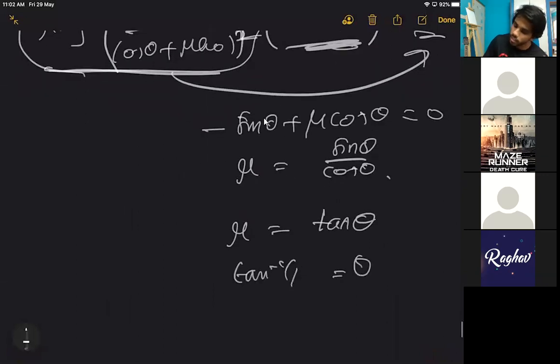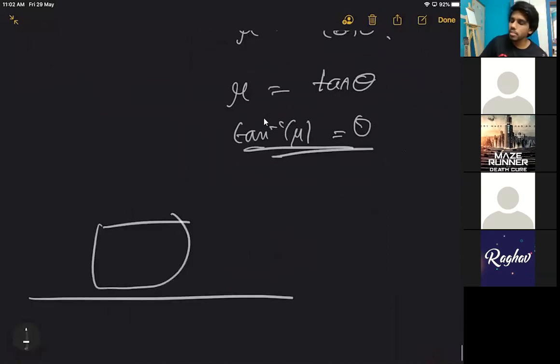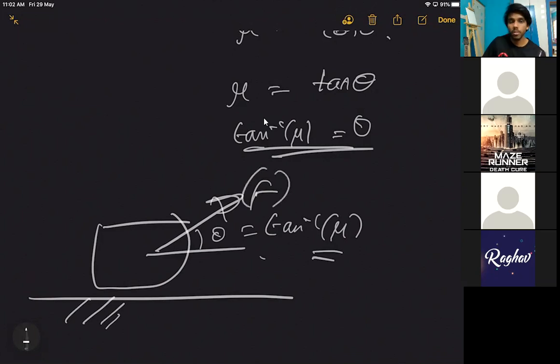At this specific angle, if you apply the same force, this looks similar to the angle of repose, but this is not the angle of repose. This is just a different case where you get an answer similar to that. So you apply the force at an angle theta equals tan inverse mu. You will have to use a minimum force to move the block.